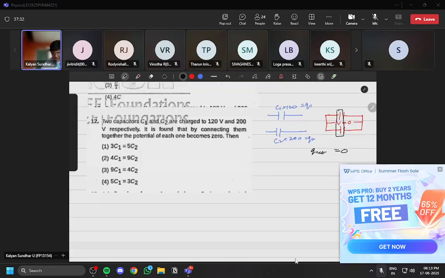The value of q1 is C1 into 120 minus C2 into 200, which will be equal to 0. Correct? Rearrange. They are only asking for the ratio. So C1 into 120 will be equal to C2 into 200. Cancelling the zeros, 3 fours are 4 fives are, so 3C1 will be equal to 5C2. Option 1.